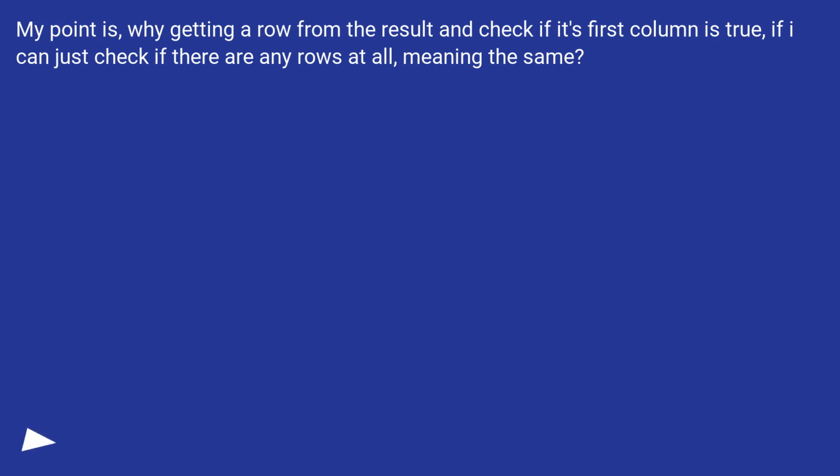My point is, why get a row from the result and check if its first column is true, if I can just check if there are any rows at all, meaning the same.